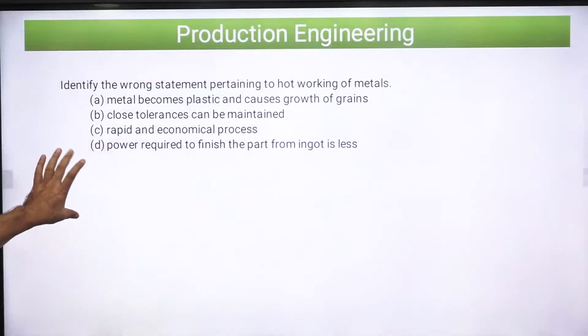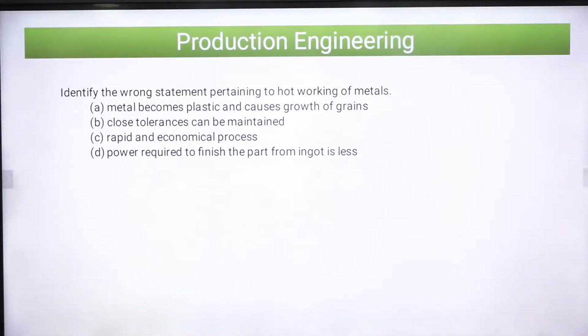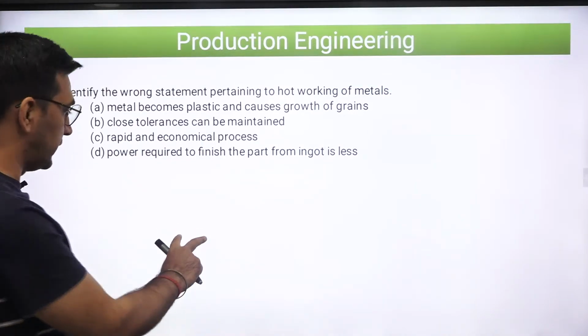Go to this one. Identify the wrong statement pertaining to the hot working of metals. You have to identify the wrong statement. Metal becomes plastic and causes growth of grains, close tolerances can be maintained. Let's see one by one. I think you can answer it in the meantime, but we can see them one by one also.